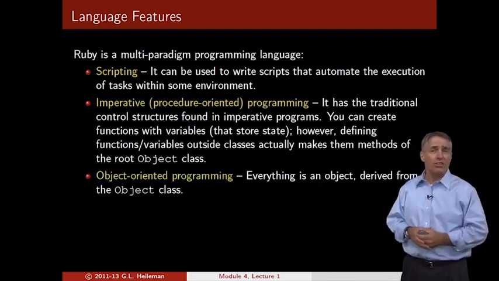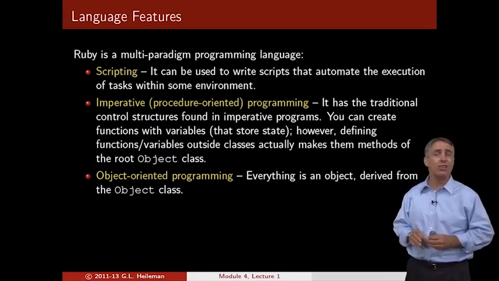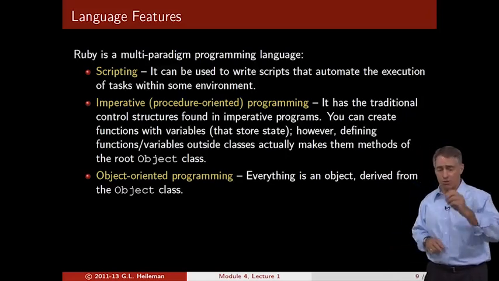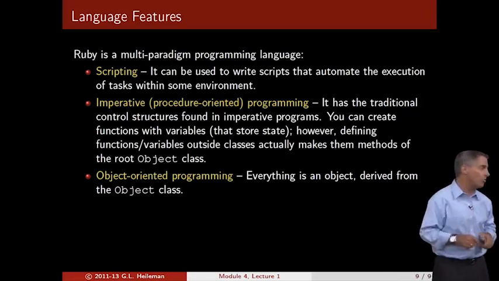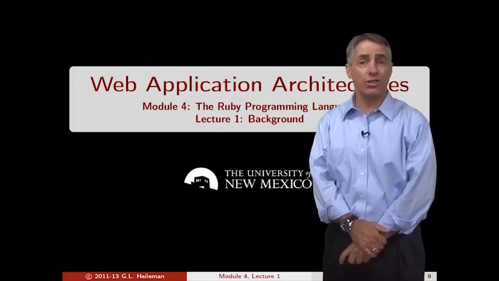It's an object-oriented language. In fact, it's a pure object-oriented language in the sense that everything in Ruby is an object. Everything inherits from this root object in the language called Object. And finally, there are elements of functional programming that are built into Ruby. And Rails uses them, Ruby uses them extensively when you pass blocks of code into functions. And we're going to see this done quite a bit when we use iterators. This concludes the first lecture in Module 4.